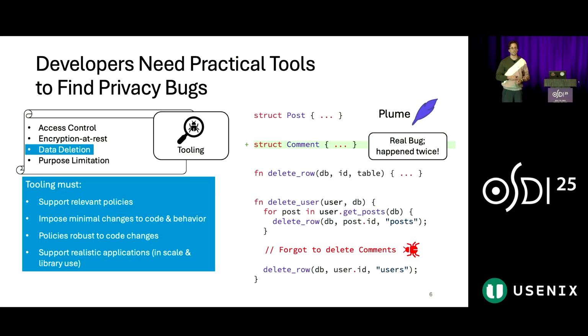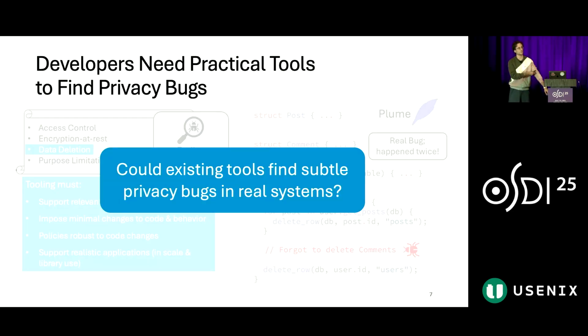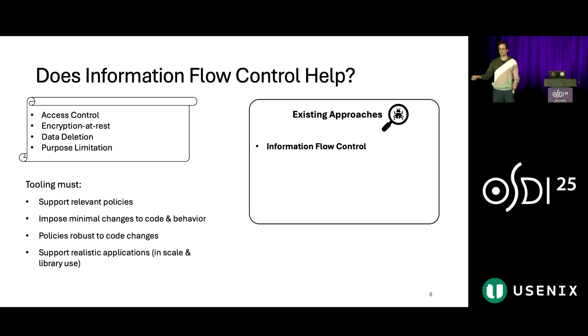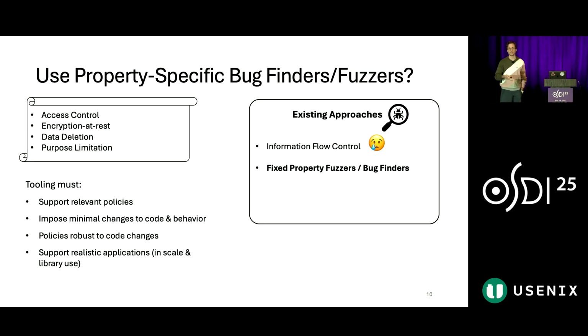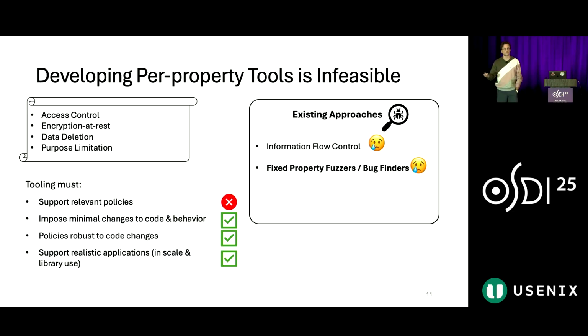So let's take a quick look at what kind of tooling developers have available today to find these sorts of bugs. Information flow control is a rich research field that touches on lots of privacy concerns. Unfortunately, it can't enforce all of these policies. For example, data deletion is outside of the scope of IFC. In addition, IFC often introduces lots of code changes to be able to actually check these properties. The developers could instead use a specialized fuzzer or a bug finder. But the problem is that those tools also only focus on one single policy at a time, which means they need a different type of tool for every kind of policy they want to enforce.